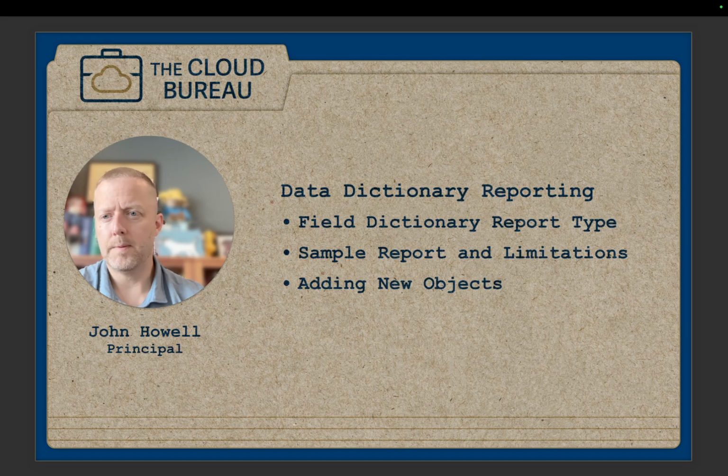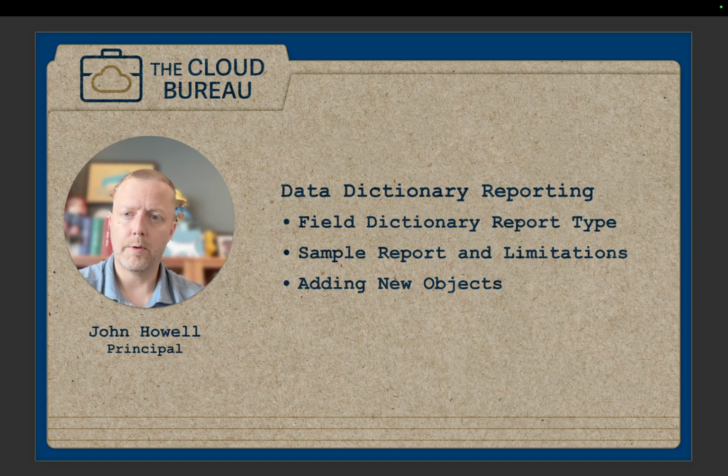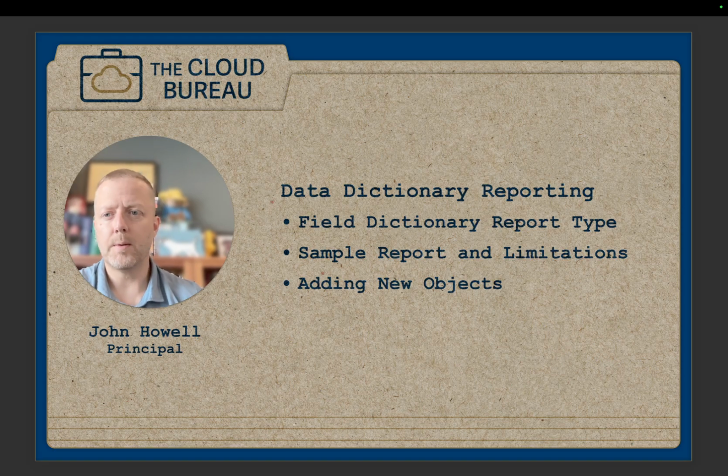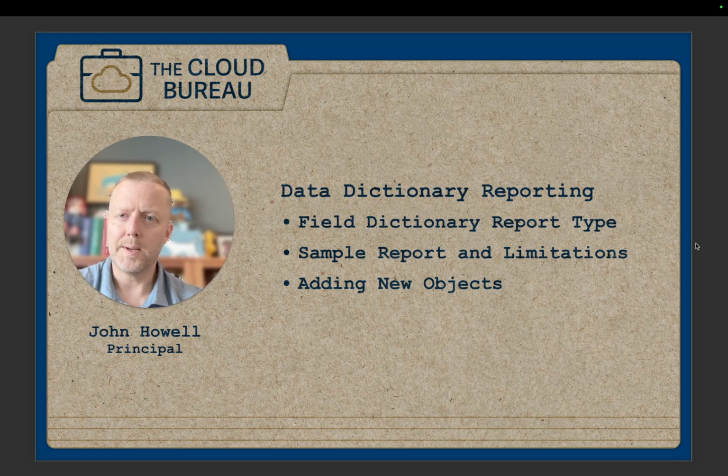We've talked about field classification metadata, and we've talked about how to create and manage fields from a data dictionary aware perspective. In this video we're going to talk about setting up the field dictionary report type. We're going to create a sample report for a field dictionary for the account object. We'll talk about some of the limitations of that report, and then we'll look at what it looks like to add new objects to your roster of data dictionaries. Without further ado, we'll hop into Salesforce and get started.